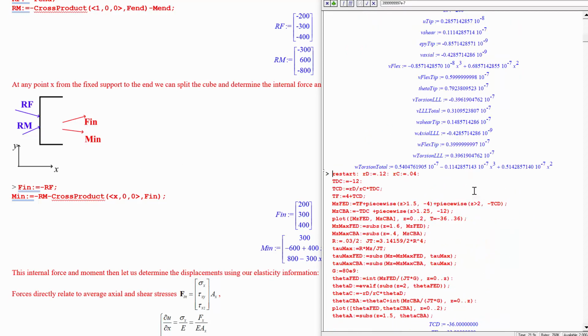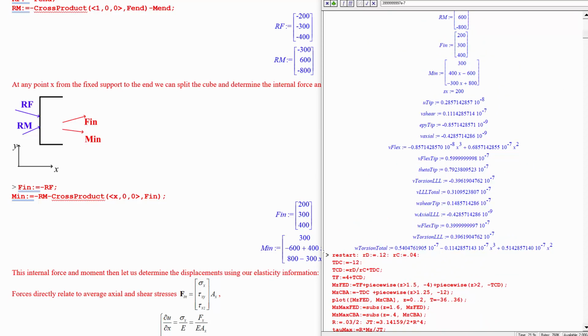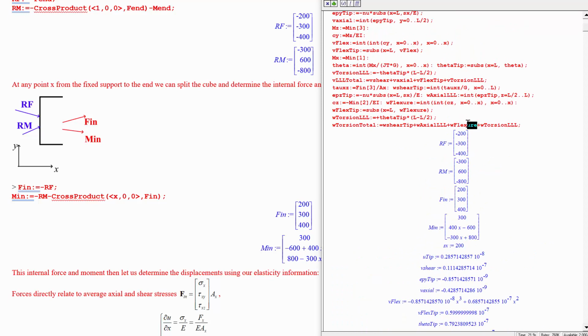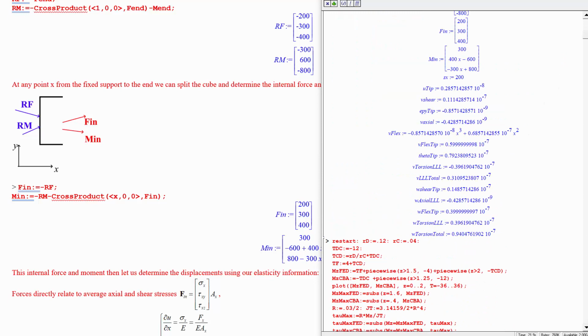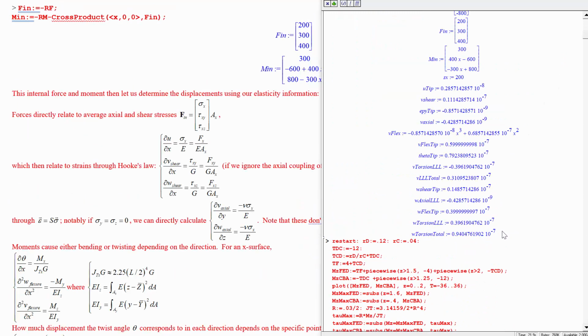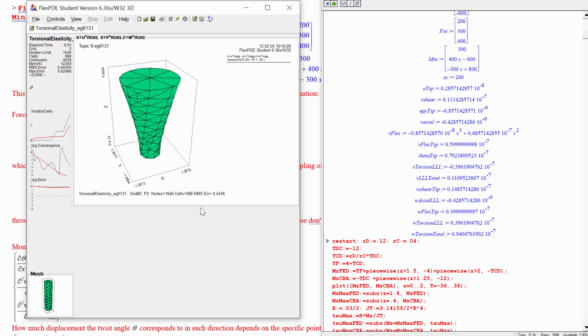And altogether, it looks like, where did we not do things correctly? Maybe the flexure? Oh, did we say flexure? Yeah, we meant flex tip. There we go. Altogether, more displacement in the z direction than we had in the y direction, mostly from the fact that the torsion and flexure were working in the same direction on this surface compared to what was going on in the y direction. Now let's see if we can build this up in FlexPDE.